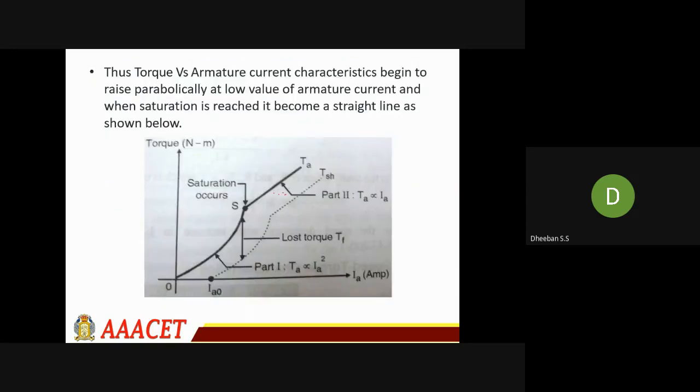So here you can see this is what I have been talking about. Up to some particular period, it will be increasing in an exponential format. After that, this becomes a linear pattern. So here you can see the difference between your shunt and your series motors. This is the main part. Up to this, your T will be directly proportional to IA square, but after the particular saturation point, your T will be directly proportional to your IA.